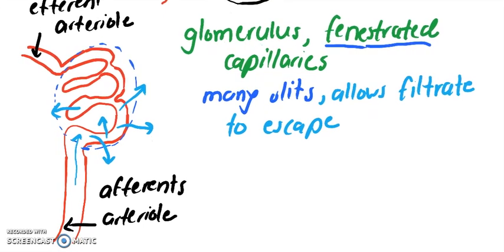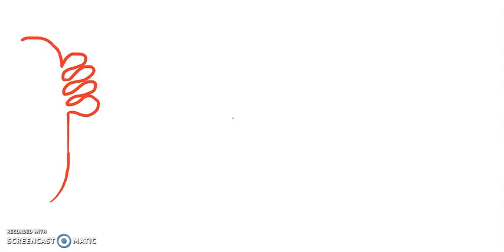Okay, now how do we capture this? So let's finish this down there. So here is my arteriole. Here is that glomerulus. Here's the efferent arteriole. And we have, again, filtrate escaping. Remember, this is a 3D structure, so coming out of the page, exiting the page.